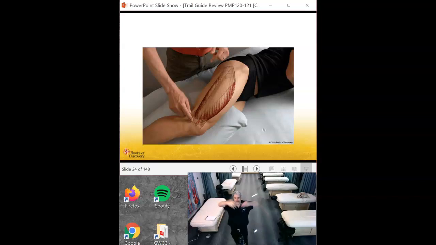All your quads come down to your kneecap, everybody, and your kneecap is hooked into your tibia, into a bump there called your tibial tuberosity. And it's hooked in by a little tiny tendon underneath the patella, right? No, there's something that holds it together. Thank you for asking, sir.